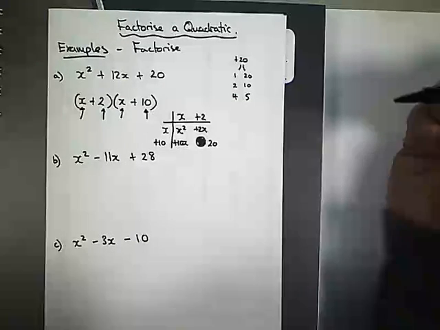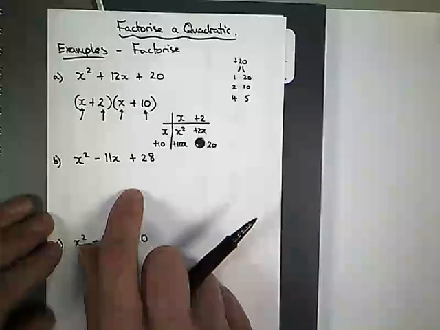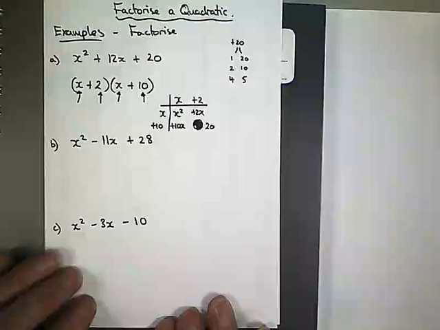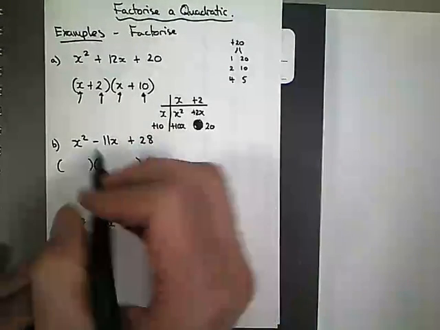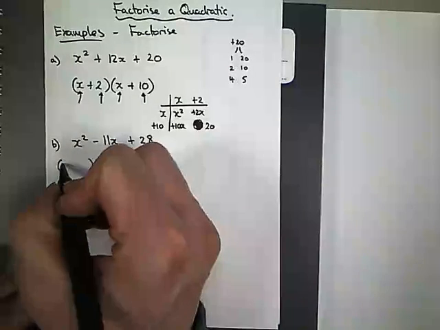So let's do an example. Let's do example B. So first and foremost, let's write out our brackets. I know to make my x squared I've got to have an x and an x.